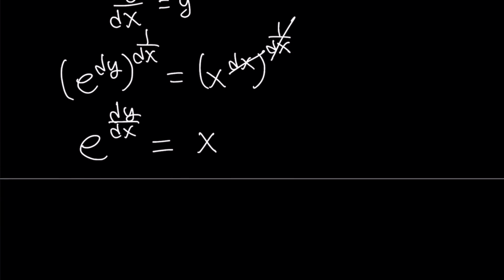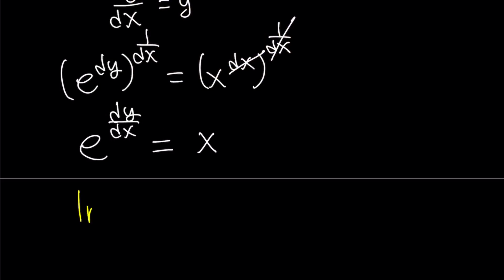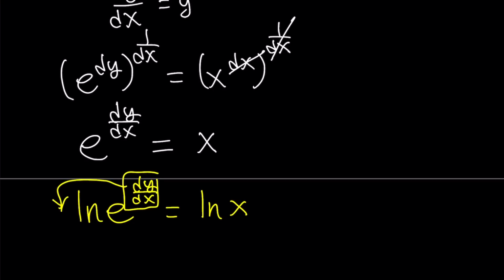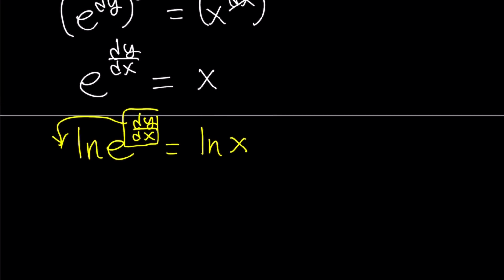And you don't want that. Why? Because it's better if it's not, all right? So let's go ahead and ln both sides. And when we ln both sides, something nice is going to happen. We're going to get rid of the exponent. Yay. dy over dx, we can move it here. And ln e is equal to 1, right? I think so. So from here, we get dy over dx is equal to ln x.